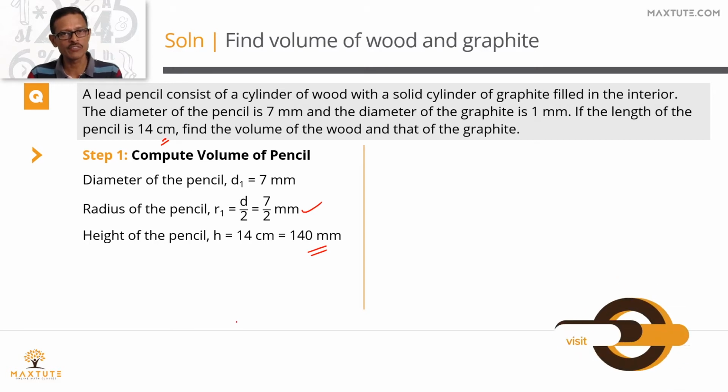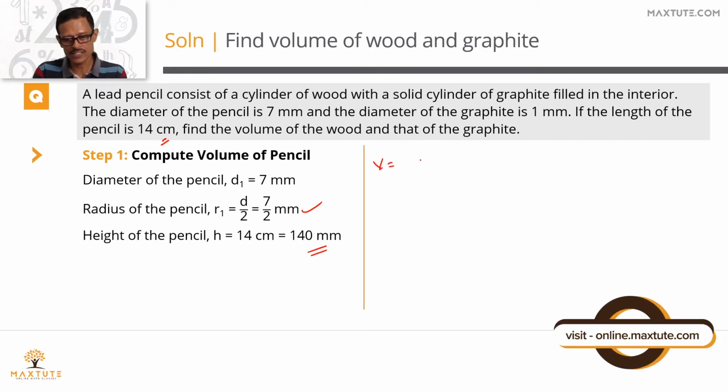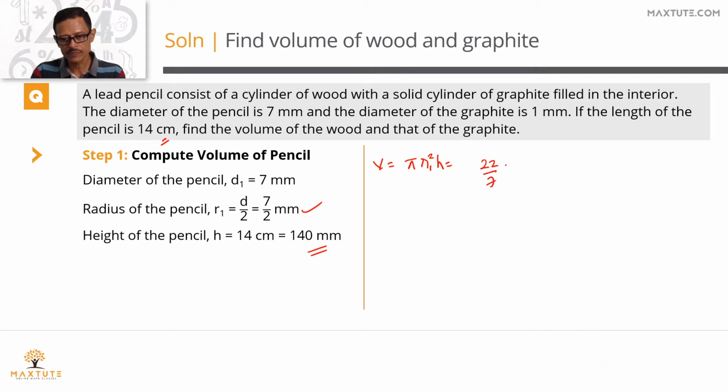Let's find out the volume. It's in the shape of a cylinder. Volume of a cylinder, the formula is equal to pi r squared h. In this case, we're going to be using radius r1. So pi r1 squared h. Pi is equal to 22 by 7. R1, we computed it to be 7 by 2. So r1 squared is 7 by 2 times 7 by 2, into the height, which is 140 millimeters. So radius is in millimeters, height is in millimeters. So the volume that we are going to get is going to be in millimeter cube.